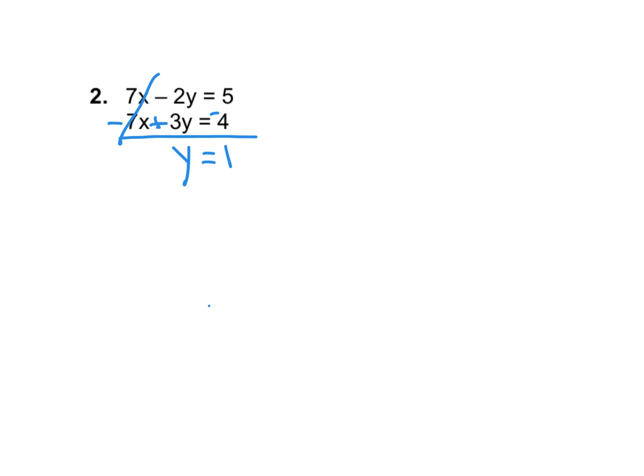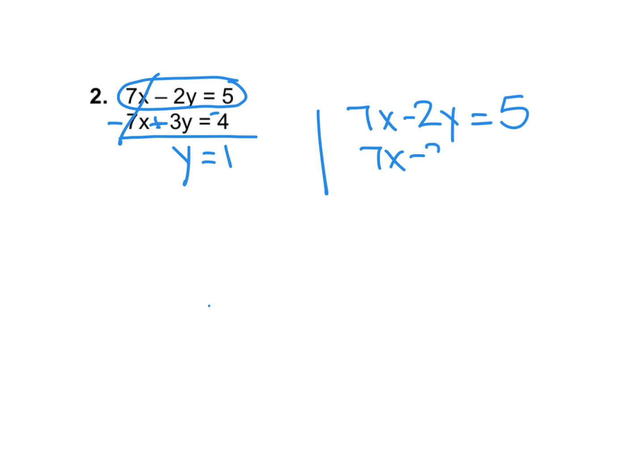Now, just like we did the other ones, we need to come up to the top and pick one of the equations. It does not matter if you take one of the original ones or one that you've rewritten. I'm just going to come back up here and use this one right here. I have 7x minus 2y is equal to 5, and I'm plugging in the y.